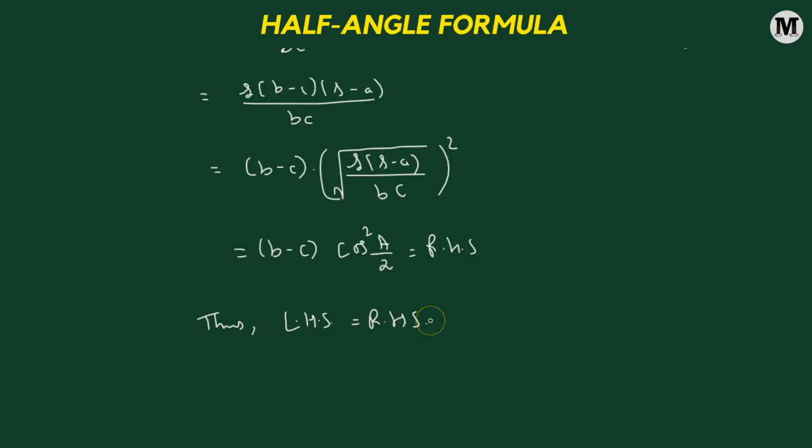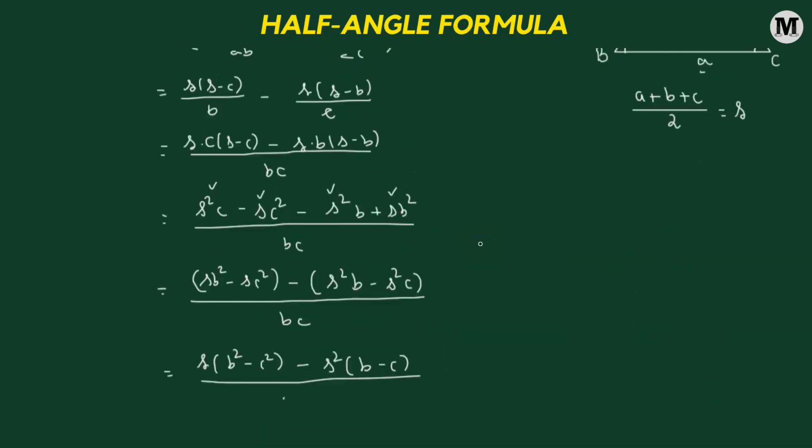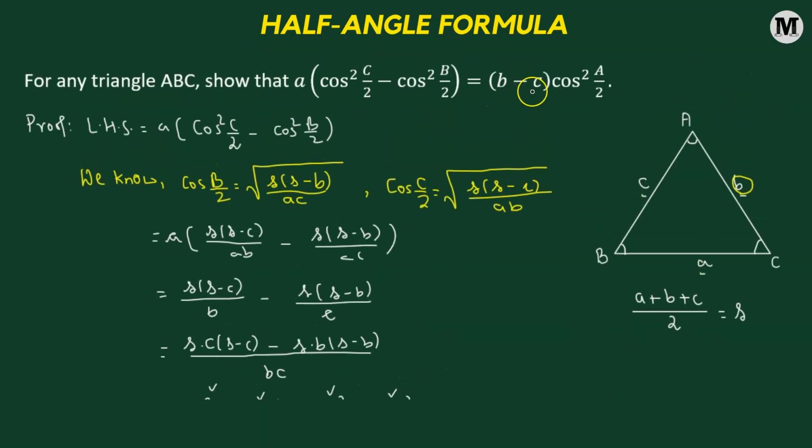So let's check the problem one more time. So b minus c multiplied to cosine squared A over 2 on the right hand side. Yeah, so we have b minus c multiplied to cosine squared A over 2 on the right hand side.